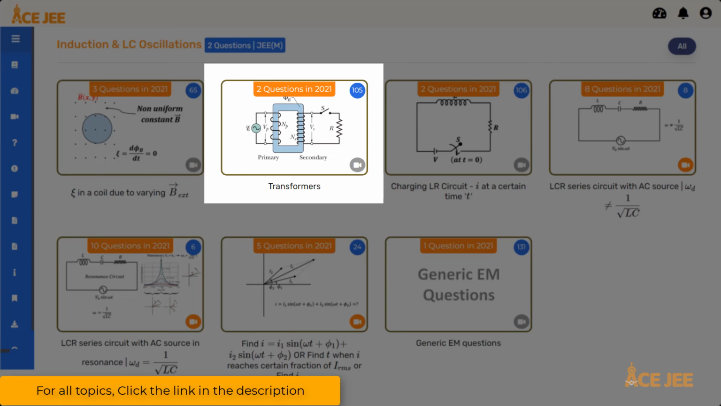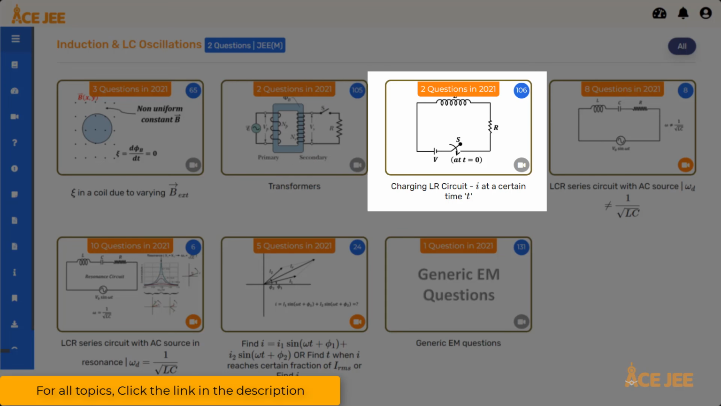Also, recall that assuming 100% efficiency, meaning no hysteresis losses in the transformer, power delivered by the primary windings, that is Vp times Ip, will be equal to power received in the secondary windings, that is Vs times Is. Using this information, you should be able to answer questions in this question type. But still solve a good number of questions in here to get comfortable.